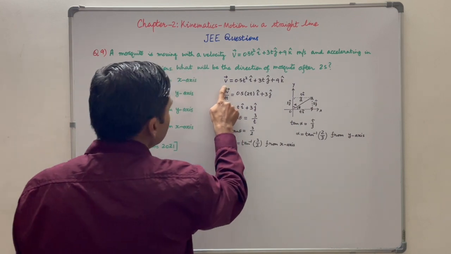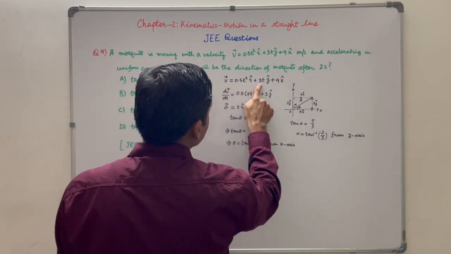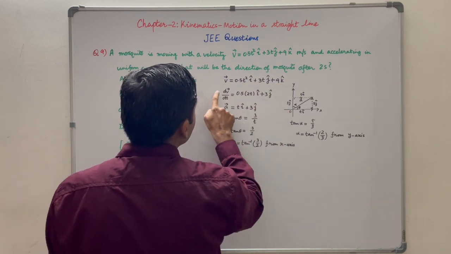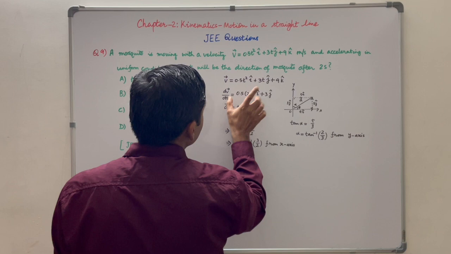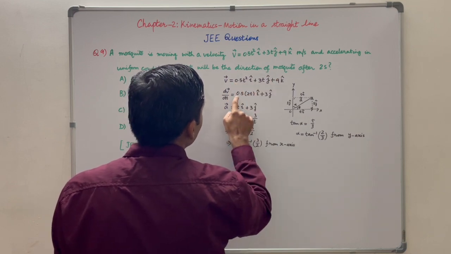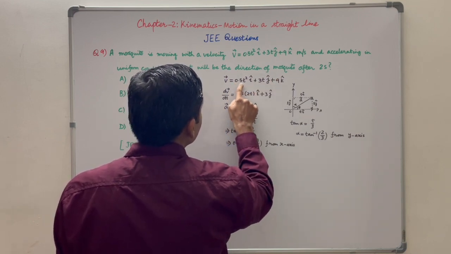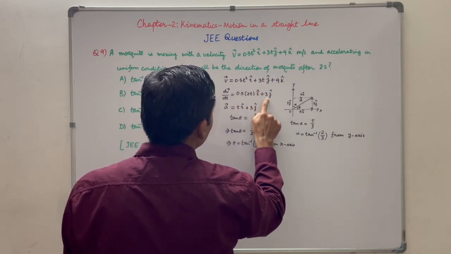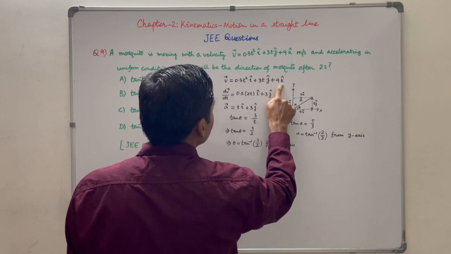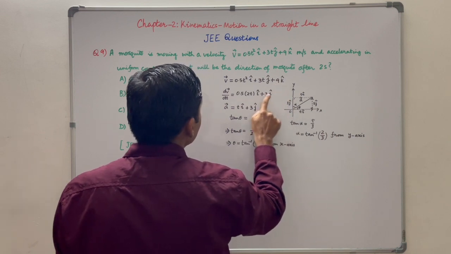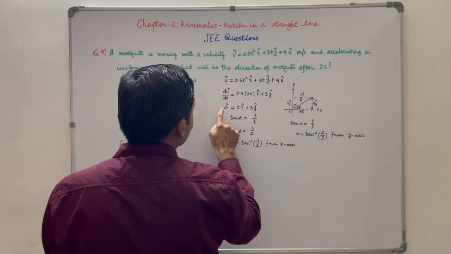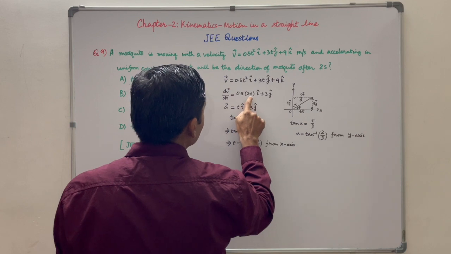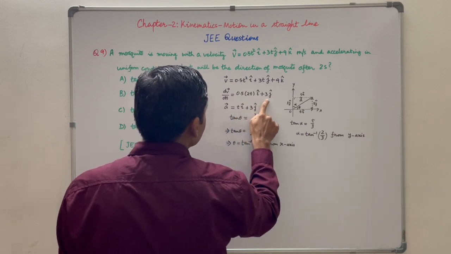It is given that v = 0.5t² i + 3t j + 9k. Differentiating both sides with respect to time, dv/dt = d/dt of this whole, which is 0.5 into d/dt of t², that is 2t, i, plus 3 d/dt of t, that is 1, j, plus d/dt of this constant, which is 0. dv/dt is equal to a. So a = 0.5 into 2, that is 1 into t, meaning t i + 3j.